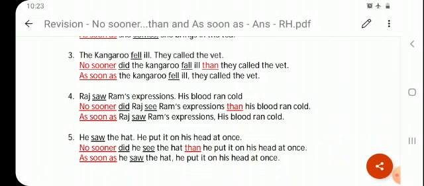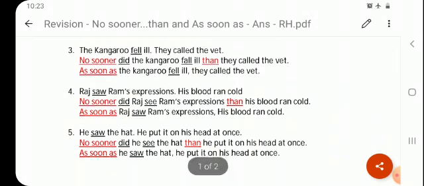Then as soon as, again remove did, the kangaroo fell. Kangaroo, also some people say the pronunciation differs, okay. As soon as the kangaroo fell ill, comma, they called the vet.